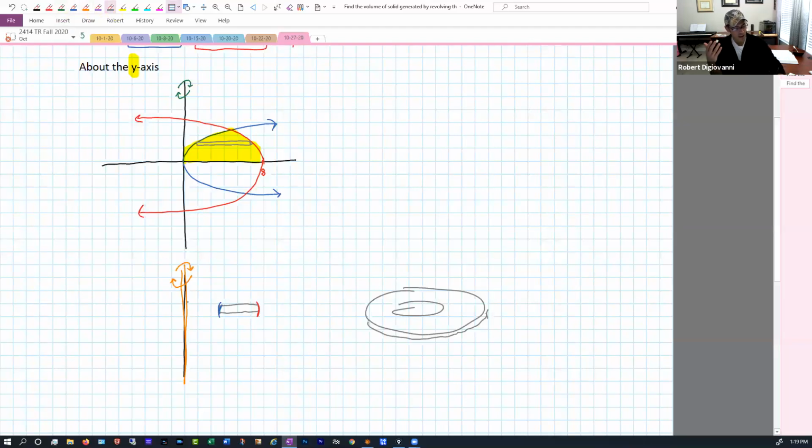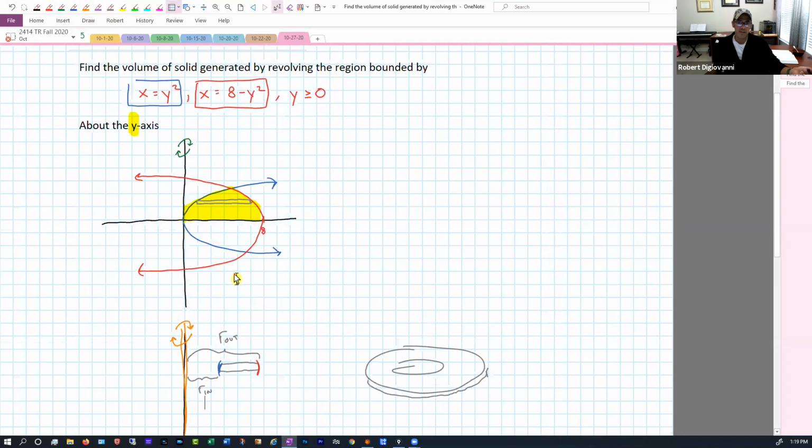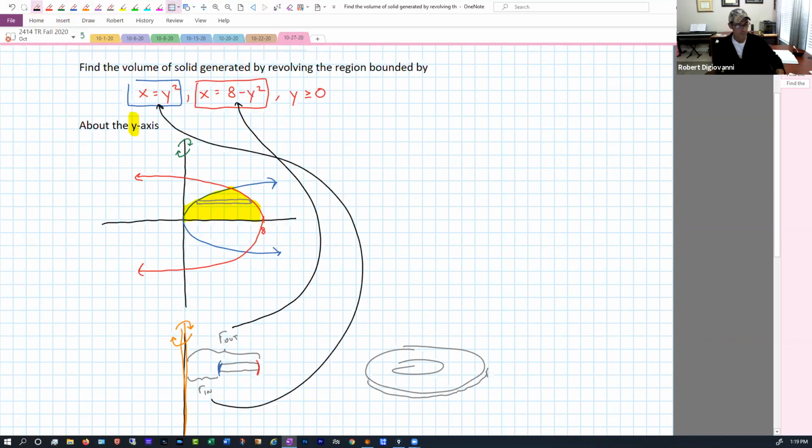But I still have the same concept of an outer radius and an inner radius. It's just now they're functions of y, not functions of x, right? So my outer radius should be the red one, should be that one. My inner radius should be this one. And that pretty much allows me to set up the integral. I just need the limits of integration, right?